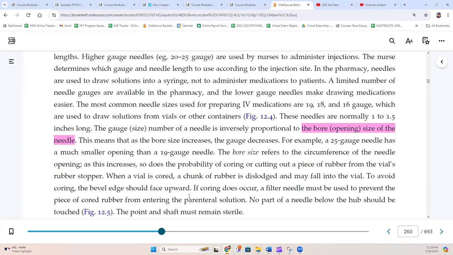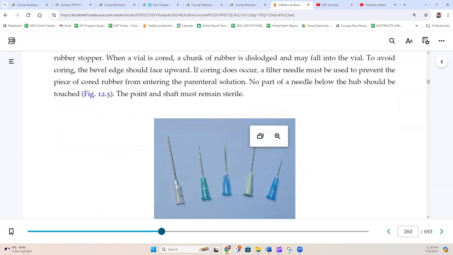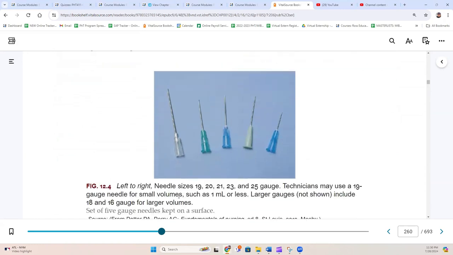To avoid coring, the bevel edge should face upward. If coring does occur, a filter needle must be used to prevent the piece of cored rubber from entering the parenteral solution. No part of a needle below the hub should be touched. The point and shaft must remain sterile.